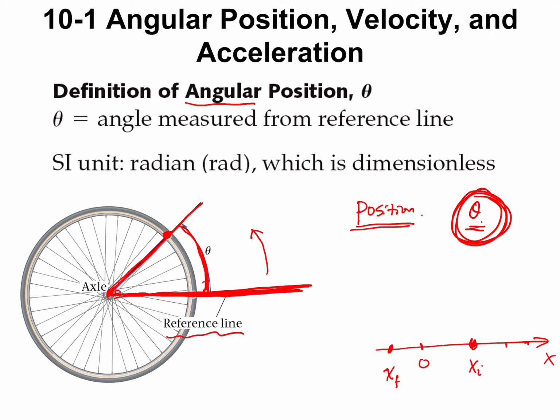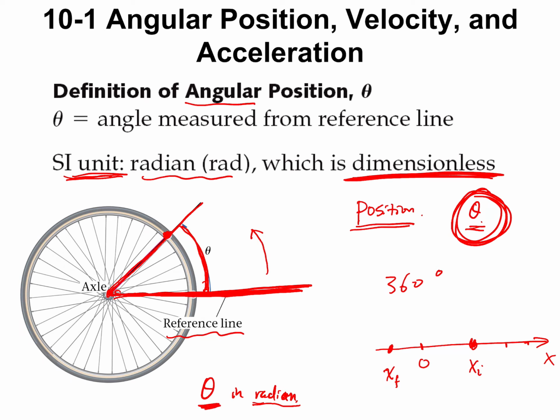What's the unit for the angle? In general, we have degrees, right? The whole circle is 360 degrees. However, we use radians to describe the angle. So theta in radians. Well, radian actually is not a unit. Radian is not a unit, it is dimensionless.